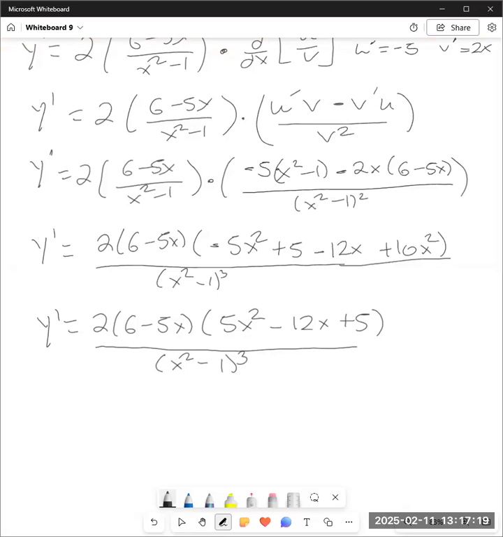So we used the chain rule along with the quotient rule, because it's the general quotient rule here, since I had functions inside of functions that I was differentiating.